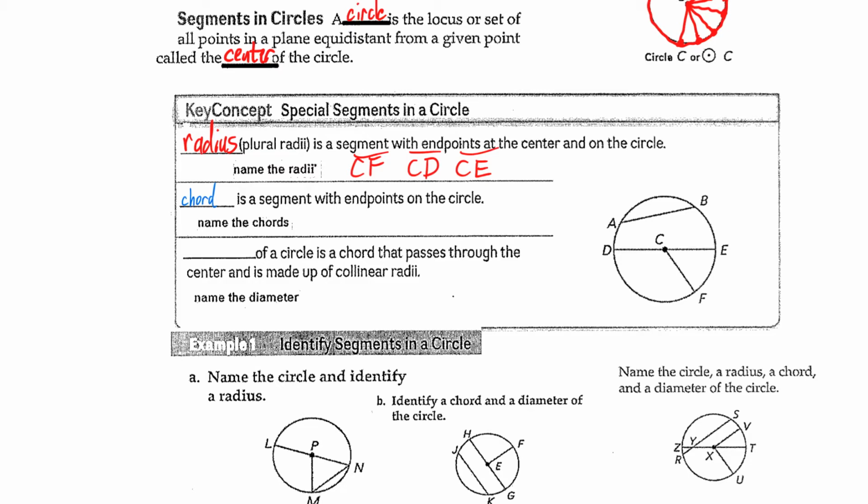So there's 2 chords we can name up here. What are they? AB is one of them. This one right here. You can see how it has an endpoint on the circle and an endpoint on the circle. And then what's the other one? This one right here is DE.